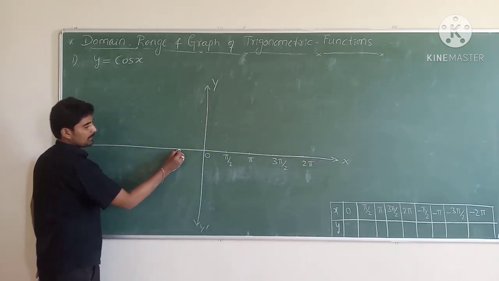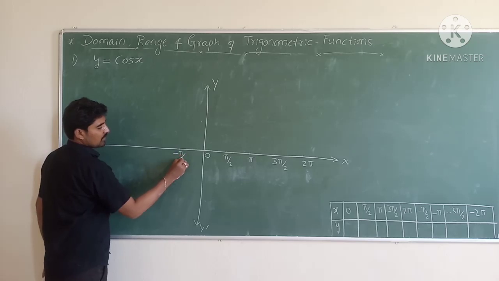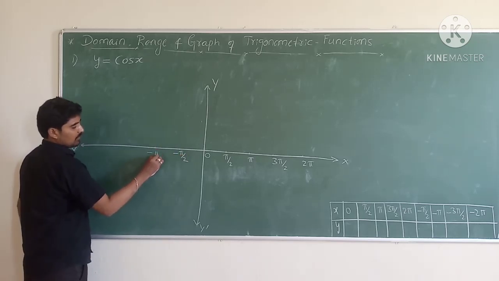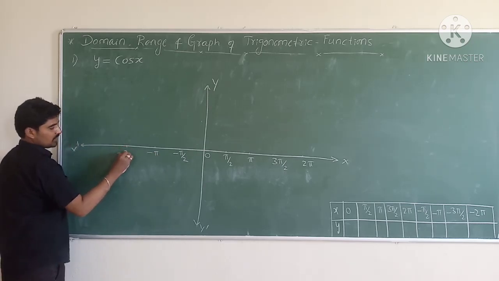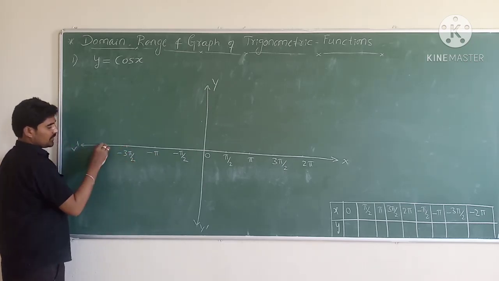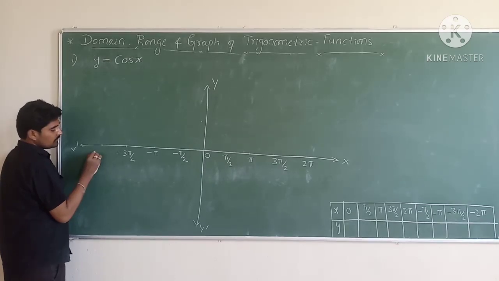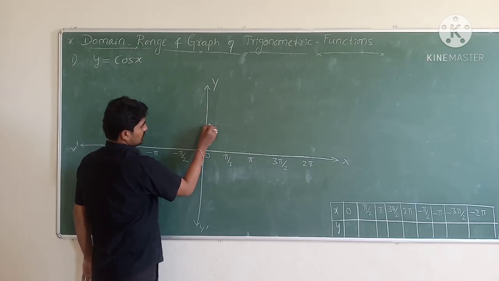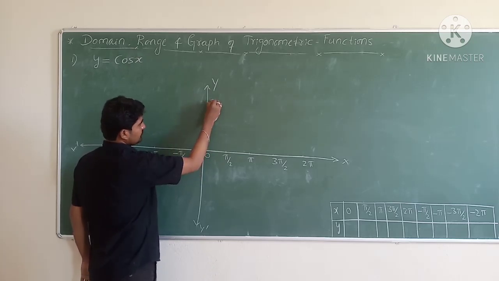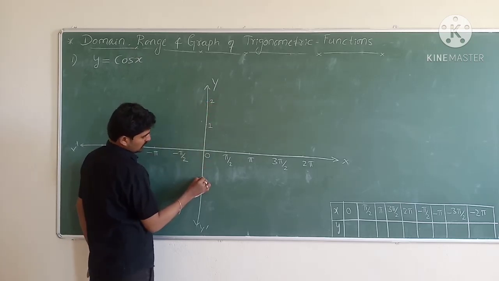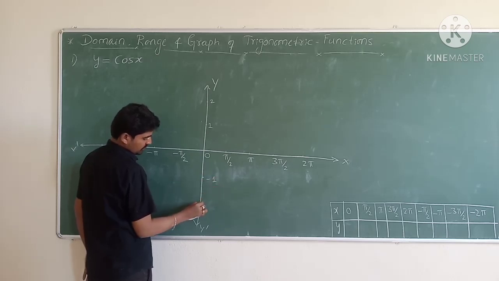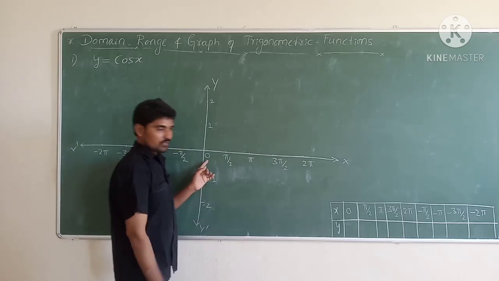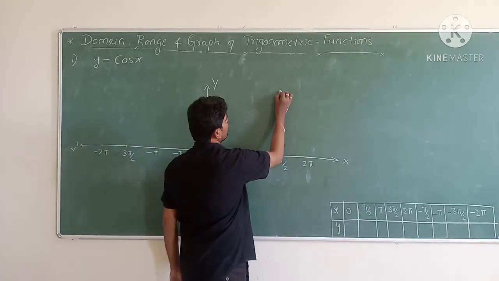And same here, minus pi by 2, minus pi, minus 3 pi by 2 and minus 2 pi. This is equal to 1, 2, minus 1, minus 1. Now when x is equal to 0, the value of y is equal to cos 0.